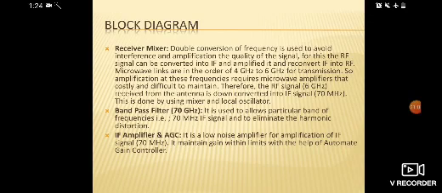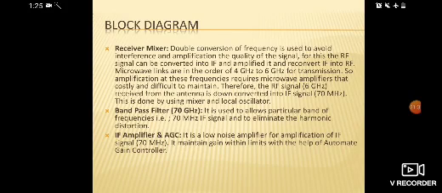Okay, and the next one is the band pass filter. The band pass filter is used to allow a particular band of frequencies. A particular band of frequency means it only allows the 70 megahertz IF signals, not others. Other than that, it rejects those signals, and it is used to eliminate harmonic distortions.